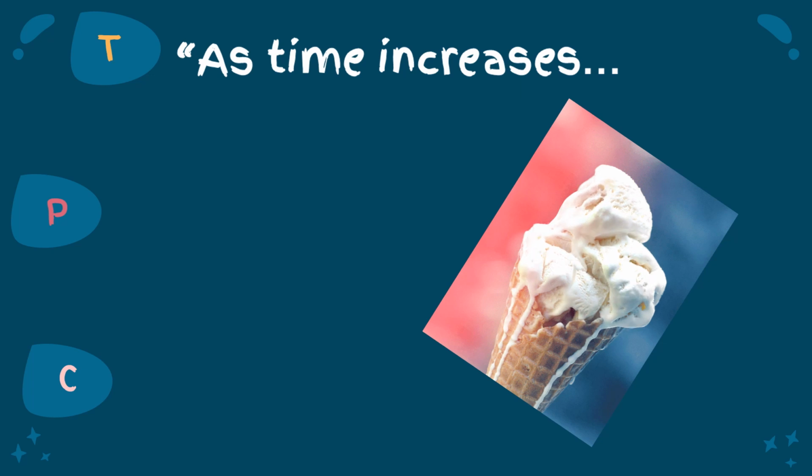Or you can also talk about the waffle, the cone itself. Maybe we can say that as time increases, the texture of the waffle or the cone becomes soggier. It is holding liquid instead of solid, instead of the ice cream. So now it is soggy. Okay, so those are other examples of using space-time relationship.